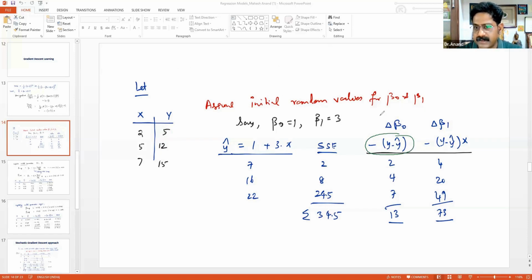So the derivation yielded minus of (t minus O), so I keep this as minus of (t minus O). For the weight, the derivation yielded minus of (t minus O) times x. Here x is 1, so I have not shown that x explicitly. For the bias input, x is 1. So we compute the individual error gradients.